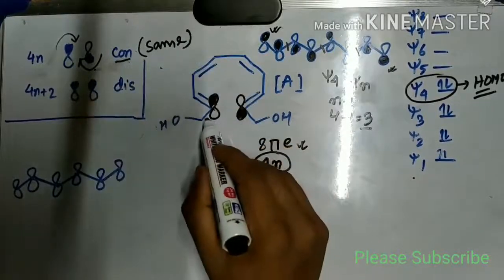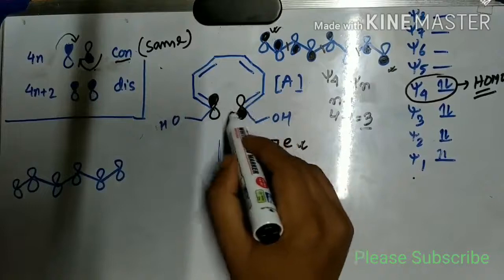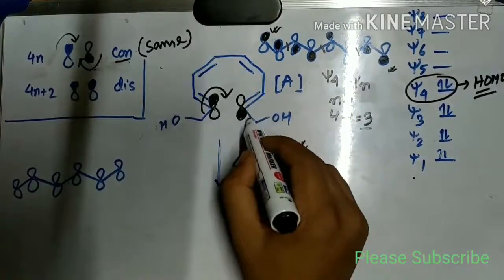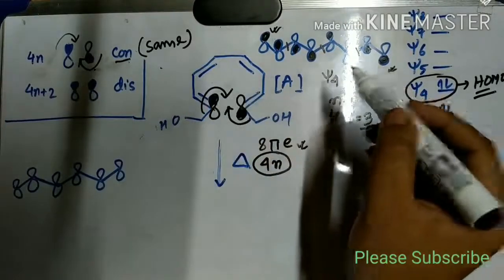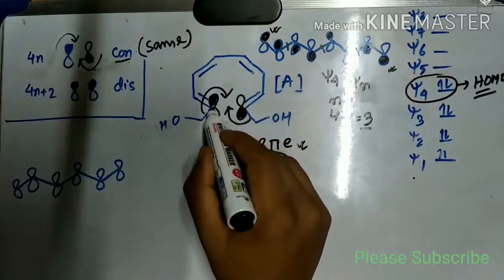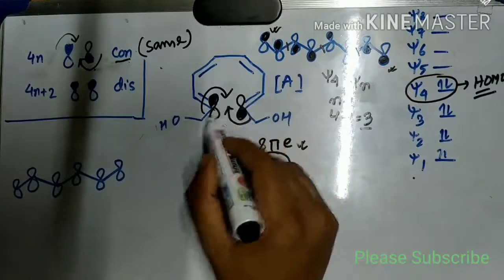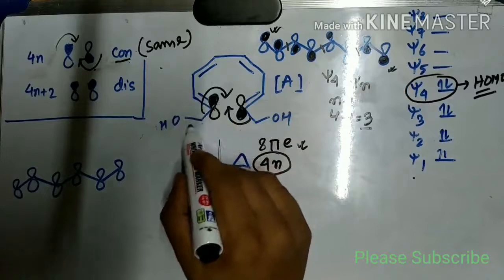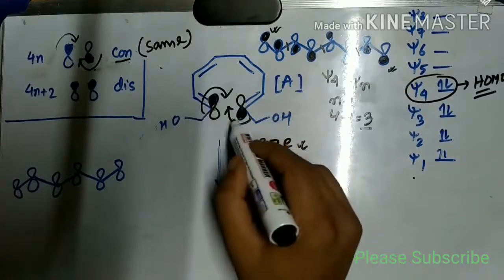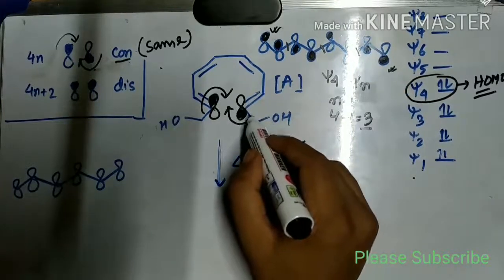So guys, here you can see these orbitals, and both have to rotate in a clockwise manner to make a constructive overlap, and a sigma bond will be produced. In this clockwise rotation, you can see this CH2OH will go above the plane, and this CH2OH will come below the plane.